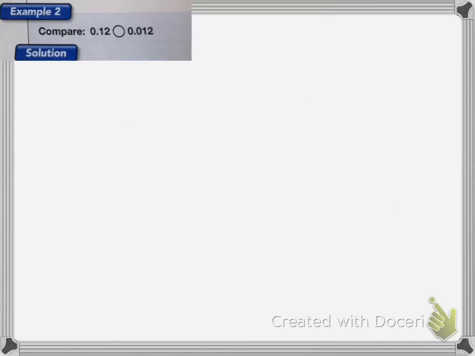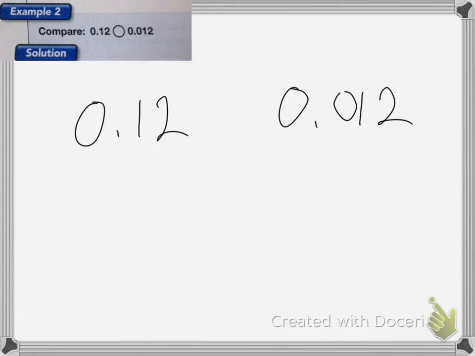Now with this one, it wants me to compare these two numbers, 0.12 and 0.012. Okay? Again, I'm going to look at the place value. So in the tenths place, I have 1 and a 0. So 1 is bigger than 0, so I'm going to use my greater than sign because 12 hundredths is greater than 12 thousandths.